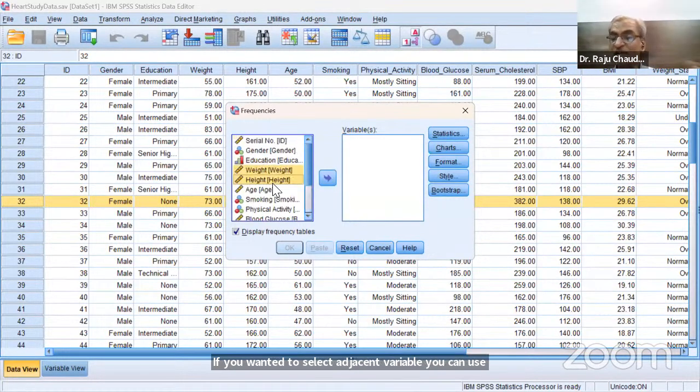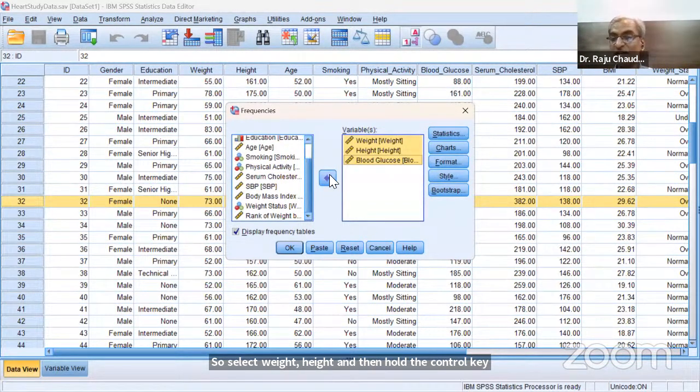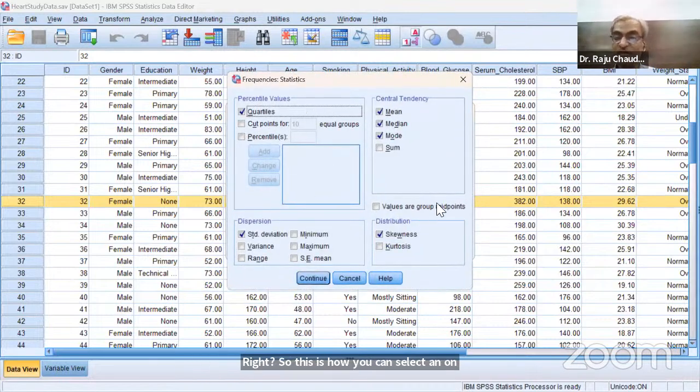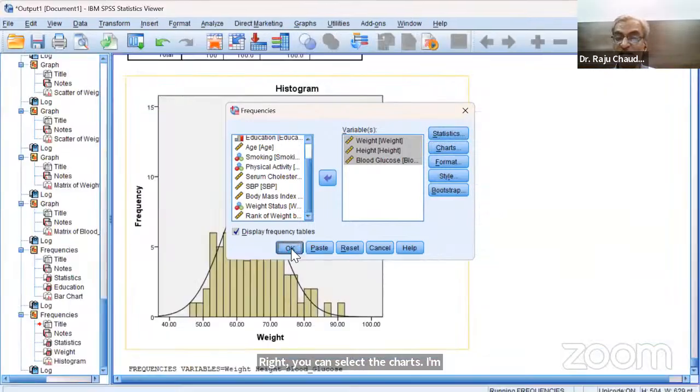But suppose I want to select non-adjacent. So select weight, height, and then hold the control key and select blood glucose, and then use this arrow key. So this is how we can select the non-adjacent values. Then from here, you can select different measures. You can select the charts and simply click OK.